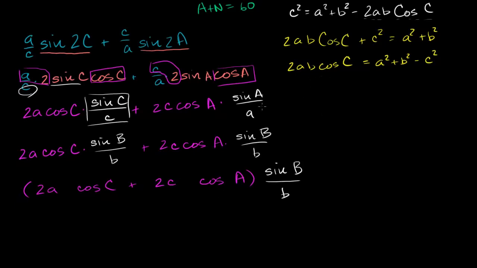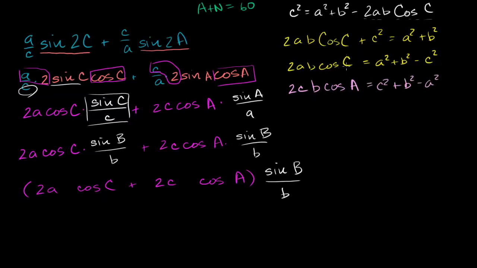And we could rewrite this. Actually, let me rewrite it just for fun. I can swap the letters: 2cb times the cosine of A, so here I'm swapping the a's and the c's, is equal to c squared plus b squared minus a squared. There's nothing unique about the side c. I can do this with all of the sides.